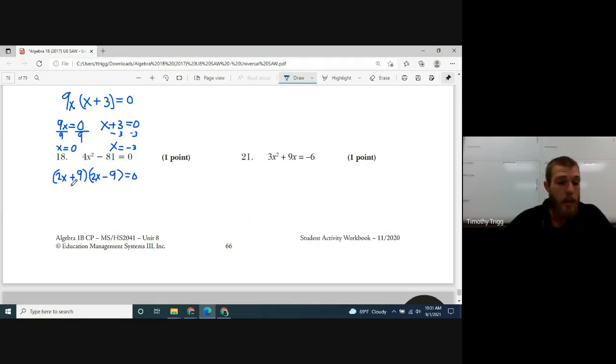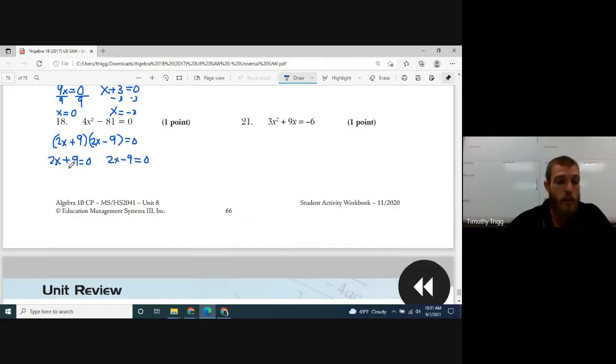So what you would do is you'd set each one equal to 0. So 2x plus 9 equals 0. And then 2x minus 9 equals 0. Okay, again, just setting each of the factors equal to 0, and then solving for x. So here, to solve for x, the first thing we would do is subtract 9 both sides. Then, that would give me 2x equals -9. Then divide both sides by 2. So that'll give us that x equals -9/2.